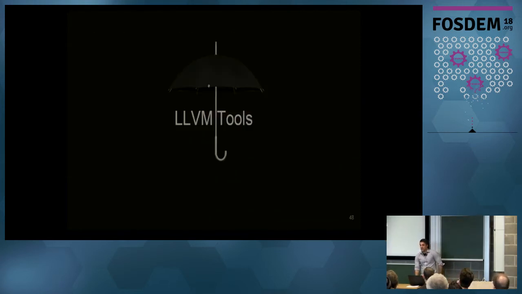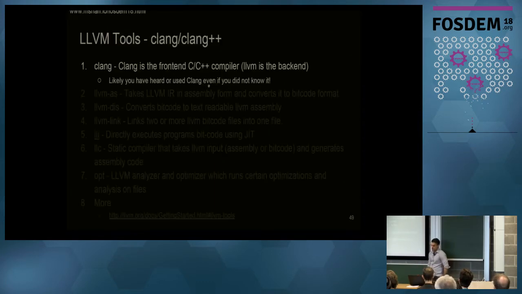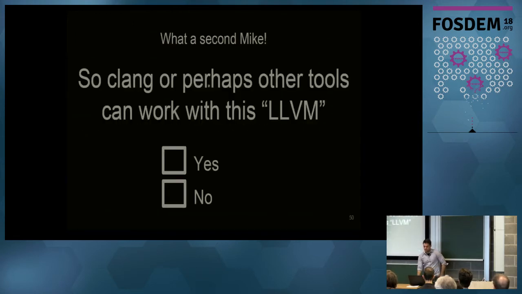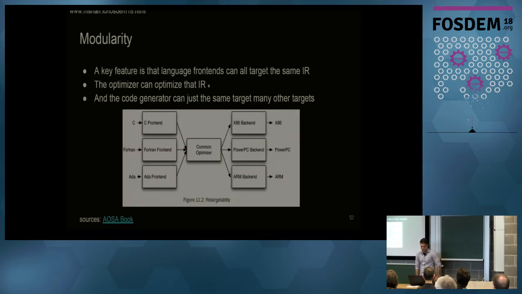So, jumping into our first one is, of course, Clang. And as I mentioned, if you're on a Mac, likely you've already used Clang. That's Apple's default compiler. Okay. So, Clang or perhaps other tools can work with this LLVM. Yes, of course. Yes. We're in the right place.